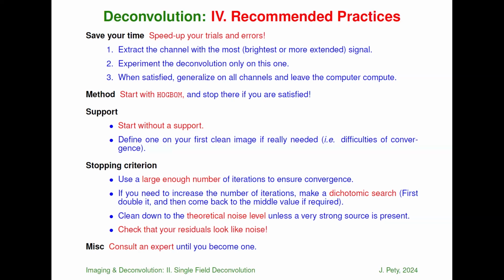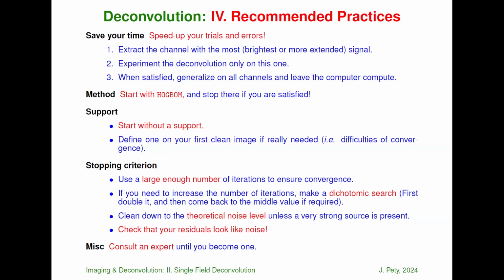So I advise to use a large enough number of iterations to ensure convergence. Let's say for a single field, if you're doing a detection experiment, start with 100 clean components. If you're doing an image, let's start with 1,000. And if the number of iterations is your stopping criterion, there is no point adding one component after the other, okay?